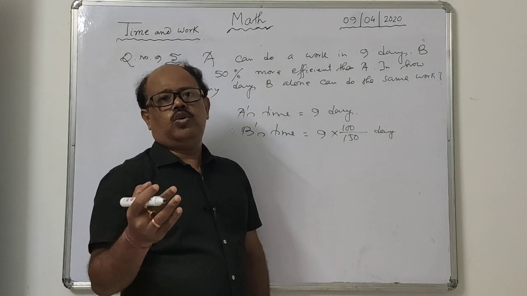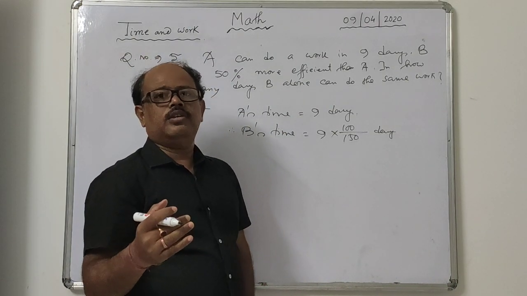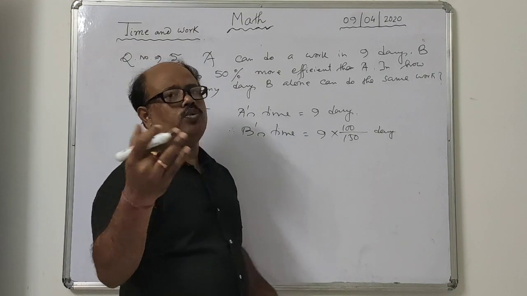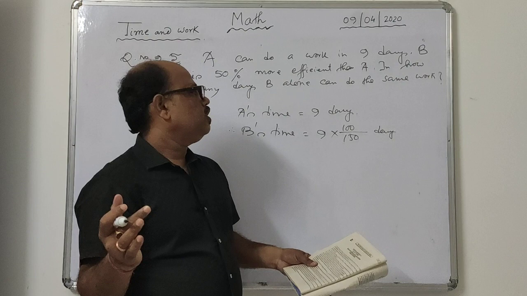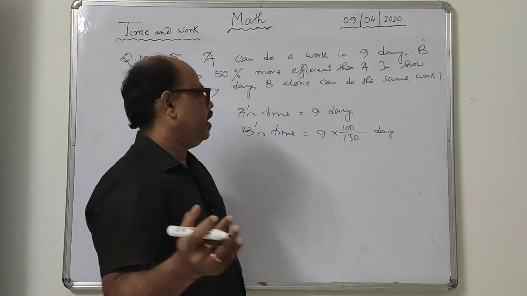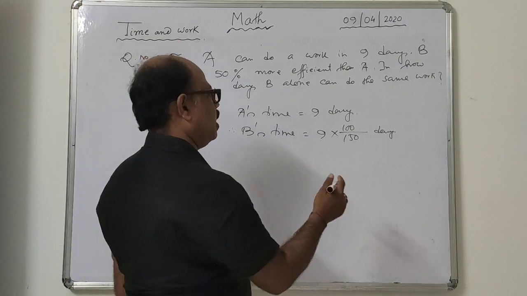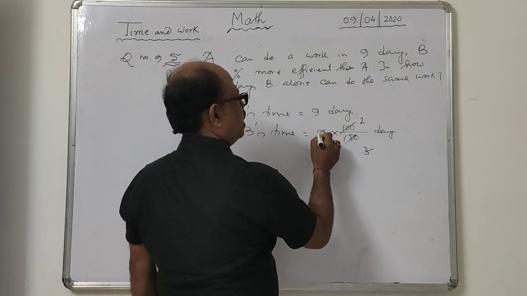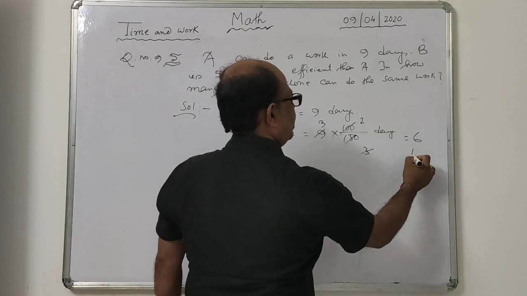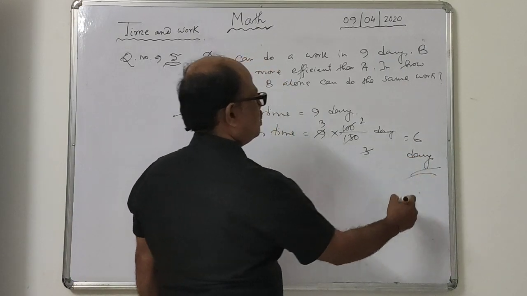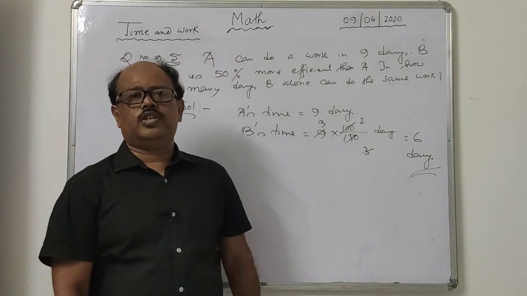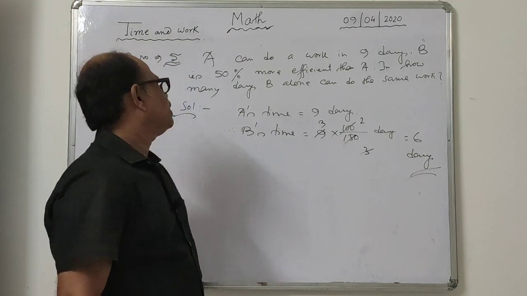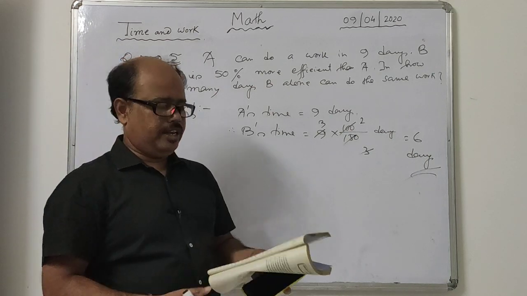Why 150? It becomes 150 because B is 50% more efficient. That is, the work ratio of A and B will be 100 is to 150, and the time ratio will be reversed, 150 is to 100. For that, you have to calculate 9 into 100 by 150. After cancelling by 50, 2 and 3, 3 is a 9. That is 6 days. Therefore, B can do the same work in 6 days. That was question number 5.